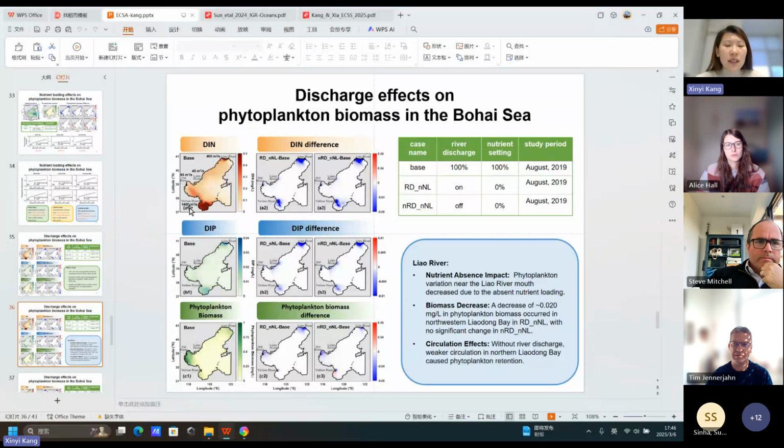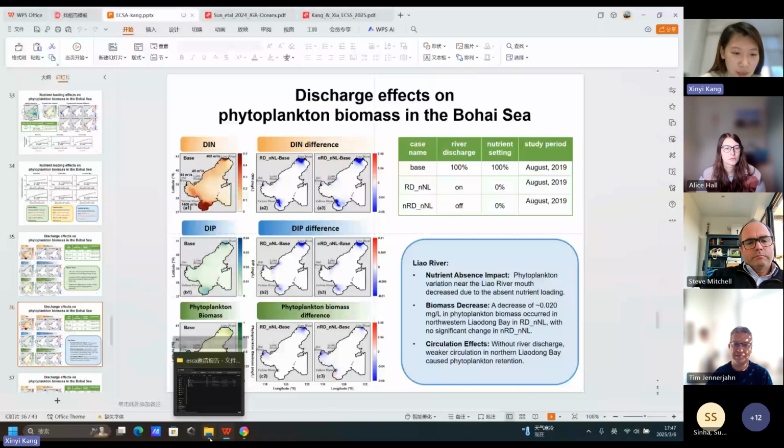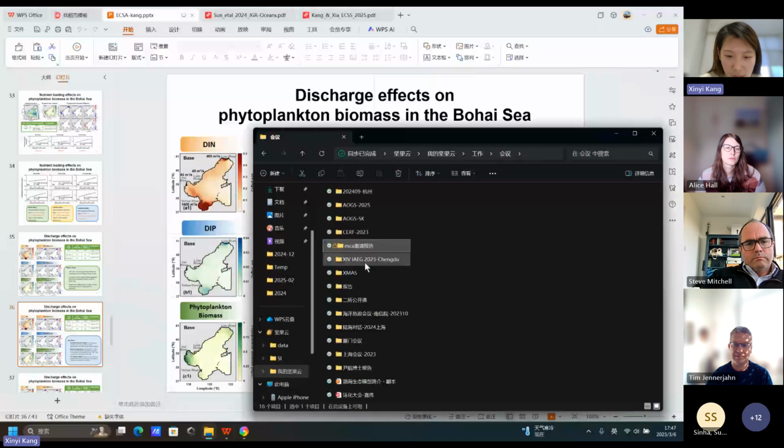Normally in the summer, this shows the largest river flux values. I also have the plots, but I have to find now the ones that show the differences between. Sorry, let me find one.